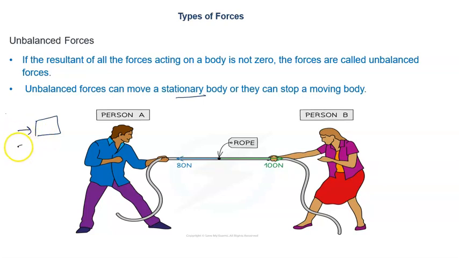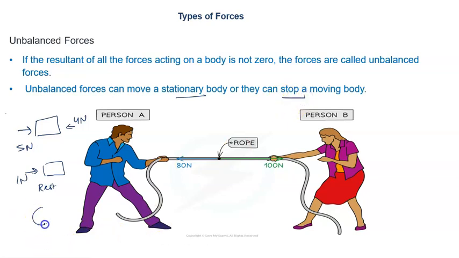If you apply an unbalanced force, it means there must be some net force. Let us say here 5 Newton is acting, here 4 Newton is acting. So the net force is 1 Newton in this direction. So when the net unbalanced force is acting, if the body is at rest, it can move into motion. Or it can stop a moving body.